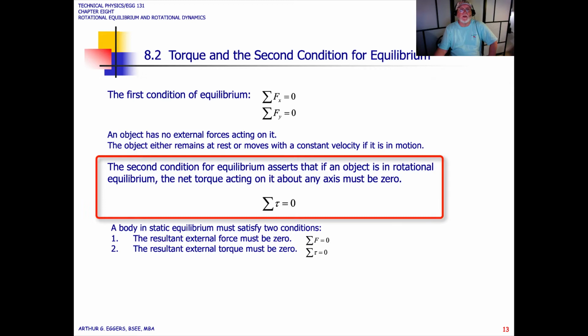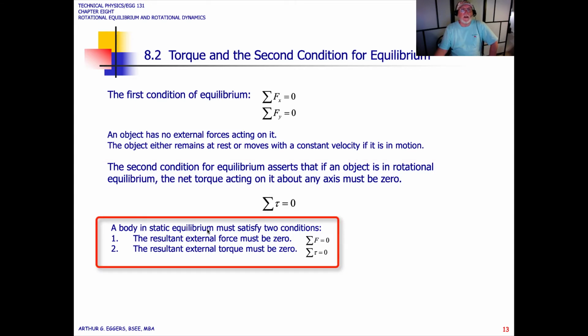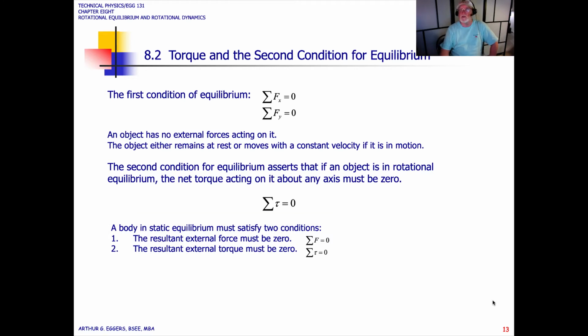The second condition of equilibrium asserts that if an object is in rotational equilibrium, the net torque acting on it about the axis, any axis, must be zero. So we use our first condition of equilibrium for forces, F sub x, F sub y, and the second condition of equilibrium for torque. A body in static equilibrium must satisfy the two conditions then. The resultant external force must be zero, and the resultant external torque must be zero.